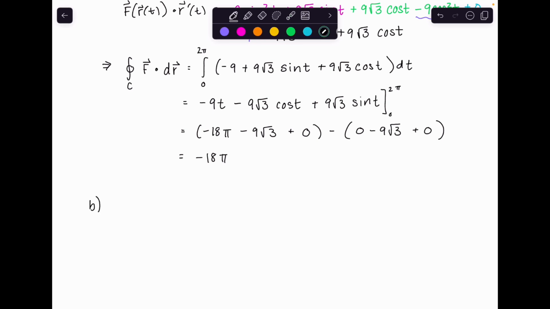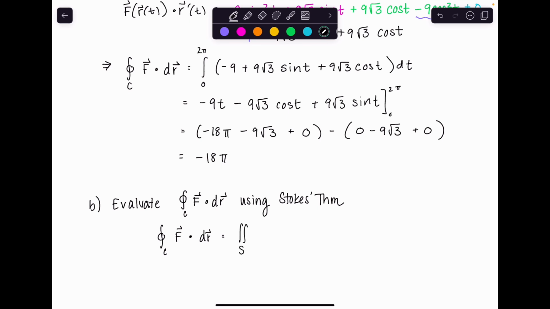So again, I'm only going to do one example of this. Now we're going to evaluate this line integral using Stokes theorem. So that means I'm going to turn this into a double integral over the surface of the curl of the vector field dot product with RU cross RV, and then integrated with respect to U and V.